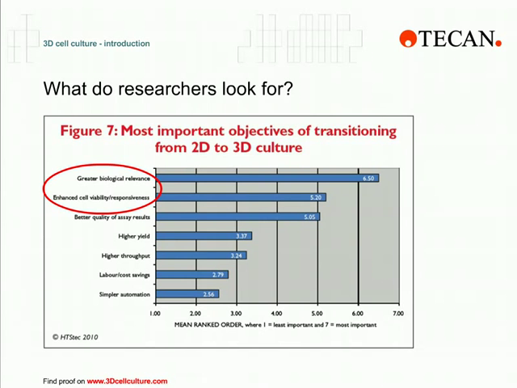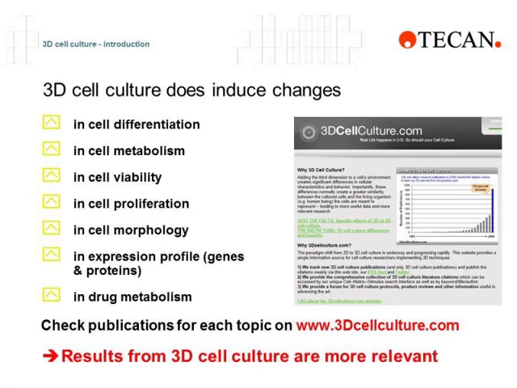There are also some other important factors or reasons why researchers look to the transition from 2D cell culture to 3D, which is, for instance, the enhanced cell viability and cell responsiveness, or a better quality of assay results. So going from 2D to 3D induces a lot of changes in cell differentiation, in cell metabolism, cell viability, cell proliferation, cell morphology, in the gene expression profile, but also in the drug metabolism. There is a huge amount of different publications available and a very nice comprehensive collection of this literature can be found on the homepage 3dcellculture.com. So the take-home message for the audience is that the results obtained with 3D cell culture are much more relevant.